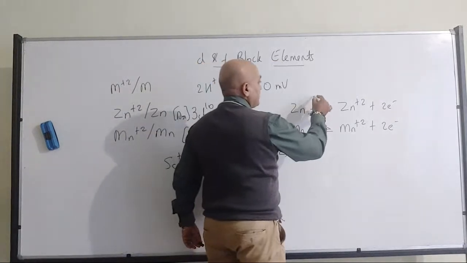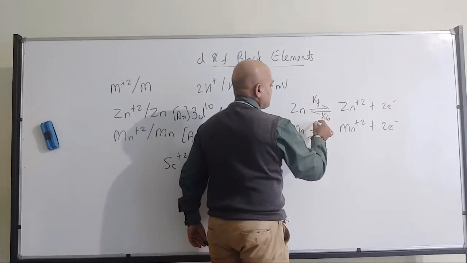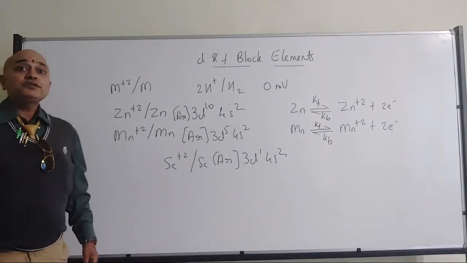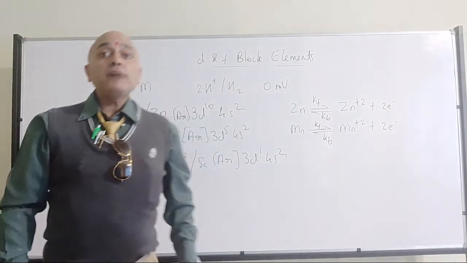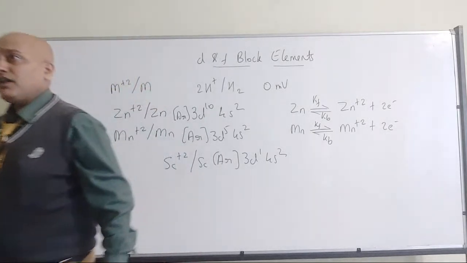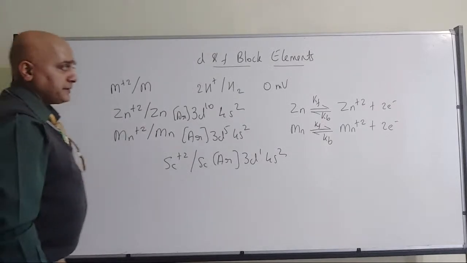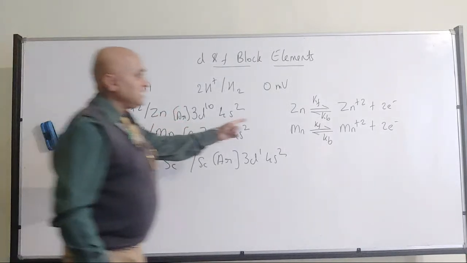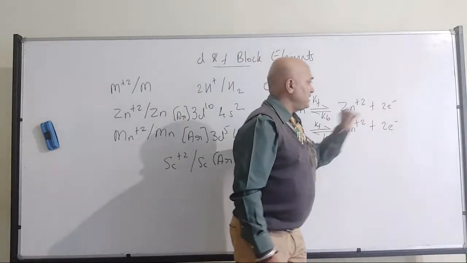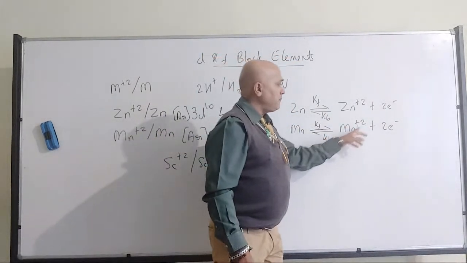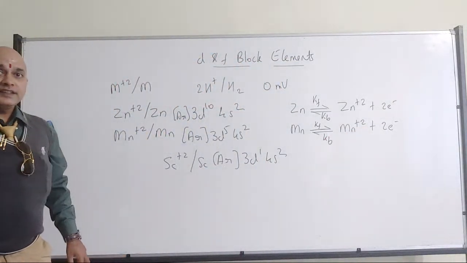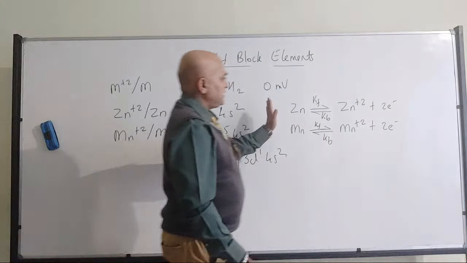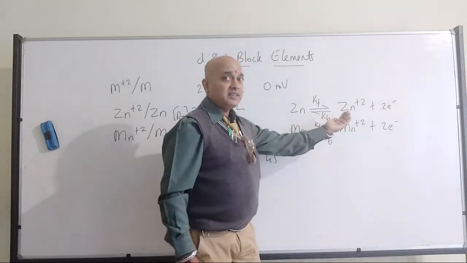Now, can you tell me, if this is the forward reaction and this is the backward reaction, for these two reactions, which one is preferred? Forward or backward reaction? Which is going to happen easily? That's my question here. For the reaction where zinc is converted into zinc ion and 2 electrons, and manganese into Mn+2 plus 2 electrons, which direction is going to be preferred?